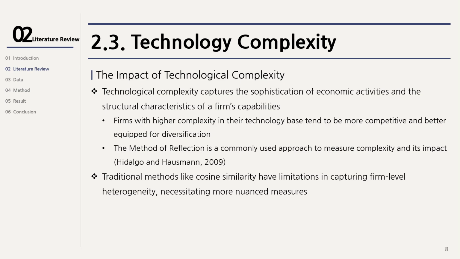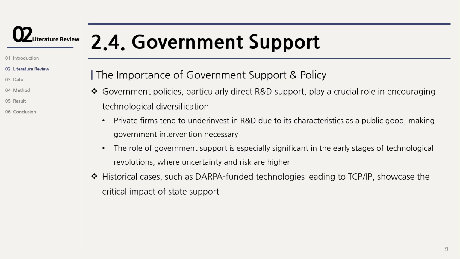The third factor is technological complexity. Complexity refers to the sophistication and variety of technology. More complex technologies often require advanced capabilities and significant resources, giving firms with strong knowledge bases a competitive advantage. Finally, let's discuss the role of government R&D support. Private firms tend to underinvest in R&D because of its characteristic as a public good. As a result, government intervention is essential during the early stage of technological revolutions, where risks are very high.